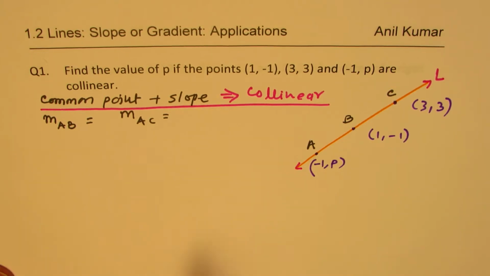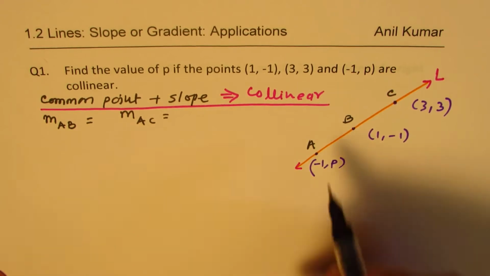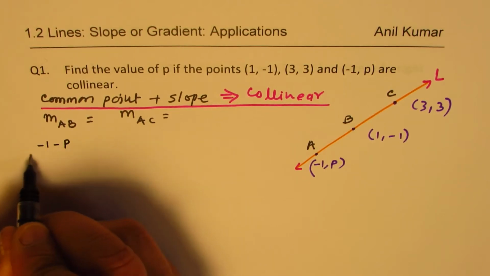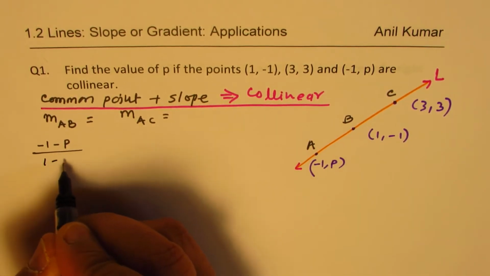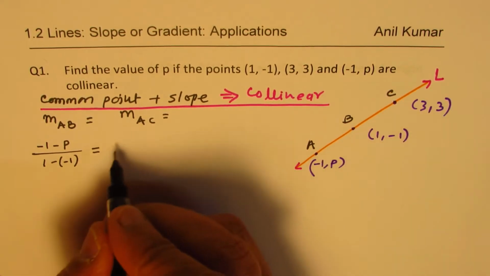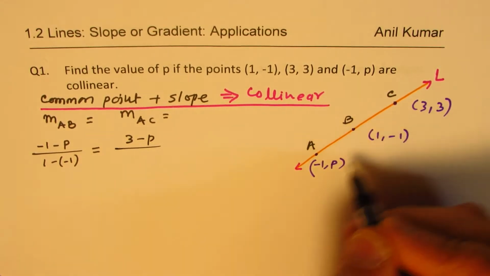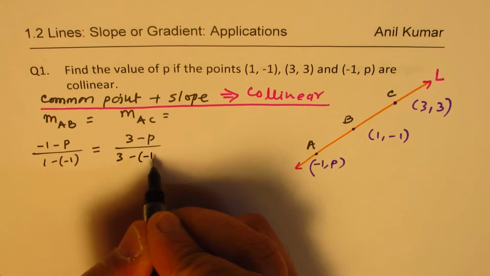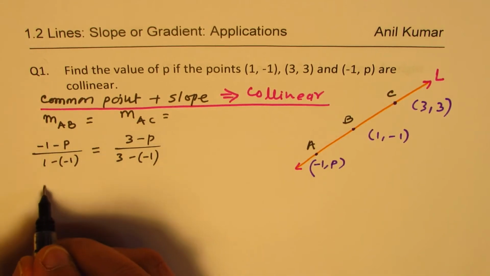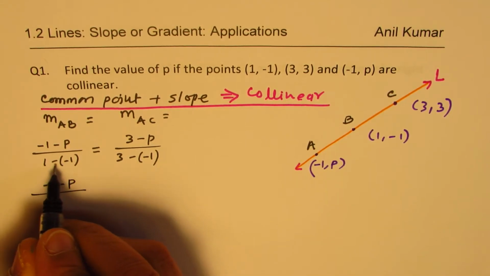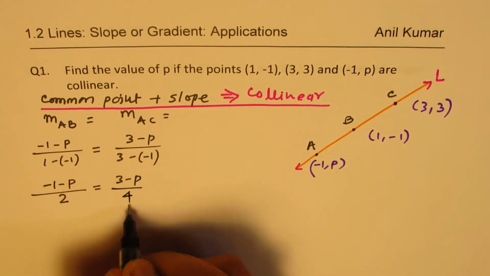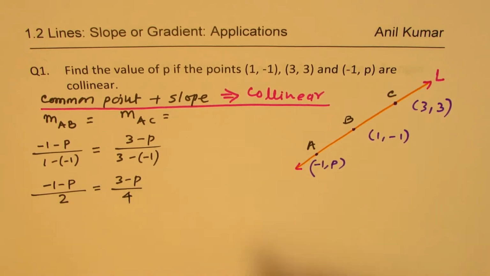With this, we can actually find the value of p. So the slope of A to B will be the difference of y values, which is minus 1 minus p, divided by 1 minus (-1). That should be equal to the difference 3 minus p divided by 3 minus (-1). So these are the slopes, m AB and m from A to C. So that gives us minus 1 minus p over, that is 2, right? Here we have 3 minus p and this is 4. So we can cross multiply and simplify.